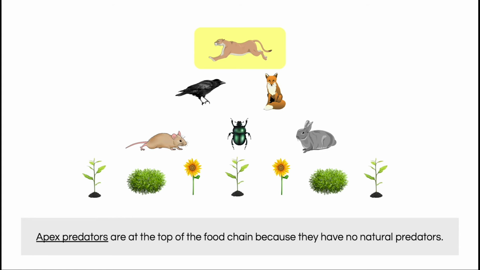These consumers do not have any natural predators, which means that they don't have any other non-human organism that will hunt and eat them. It's important to note, though, that an apex predator could be consumed by a decomposer, but only after it has died. A mountain lion is an example of an apex predator.